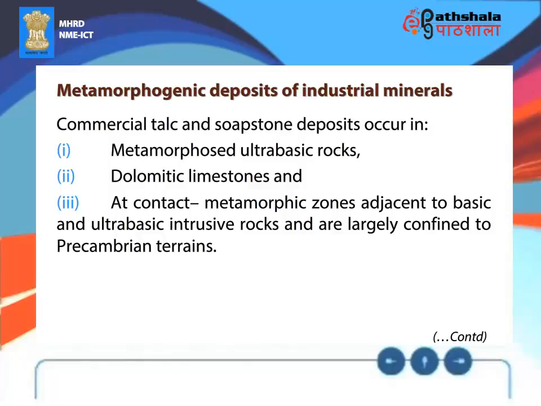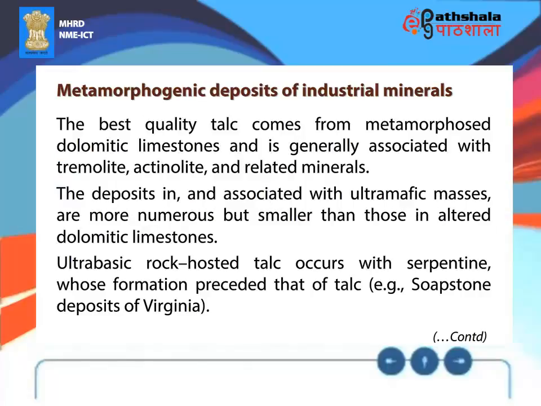Commercial talc and soapstone deposits occur in: 1. Metamorphosed ultrabasic rocks, 2. Dolomitic limestones, and 3. At contact metamorphic zones adjacent to basic and ultrabasic intrusive rocks, and are largely confined to Precambrian terrains. The best quality talc comes from metamorphosed dolomitic limestones and is generally associated with tremolite, actinolite and related minerals. The deposits in and associated with ultramafic masses are more numerous but smaller than those in altered dolomitic limestones.